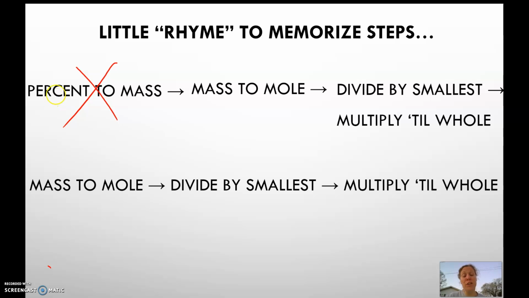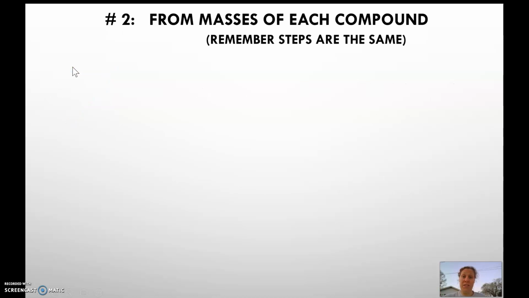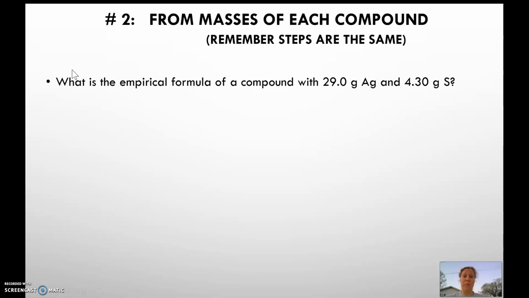I'm going to use that cheesy little rhyme for this one last example. Again, the steps are exactly the same. What is the empirical formula of a compound with 29.0 grams of silver and 4.3 grams of sulfur? Mass to mole, that's the first step. You have two starting numbers, don't forget that. You divide by the molar mass.